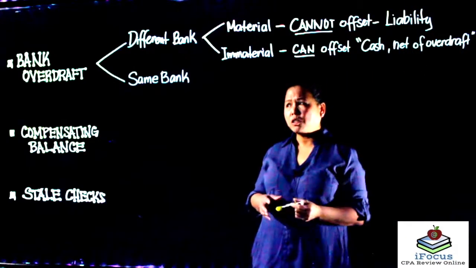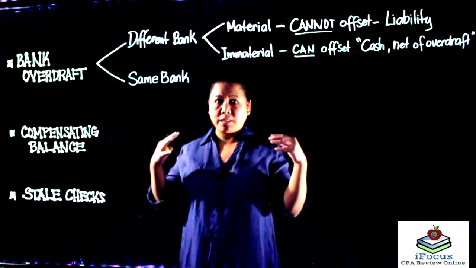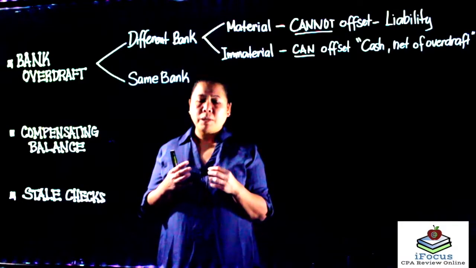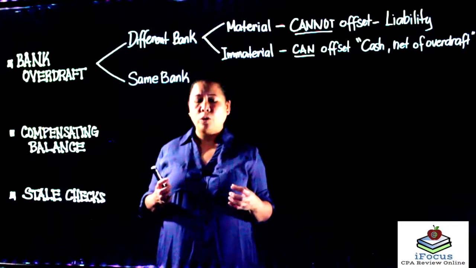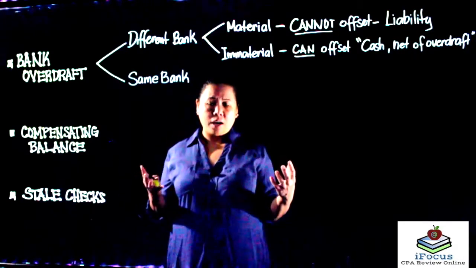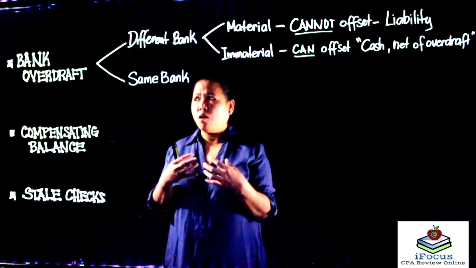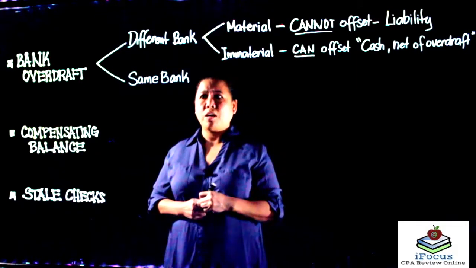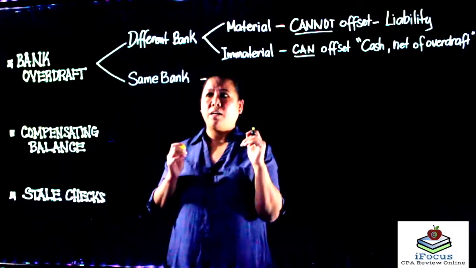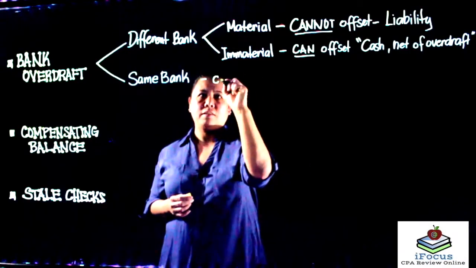Now, how about if the bank overdraft is from the same bank? If it's the same bank, meaning to say the company is maintaining more than one account. So let's say, for example, one account has an overdraft and the other one does not. So we can offset the overdraft account to the other account. So on the same bank, whether this is material or immaterial in amount, we can offset.